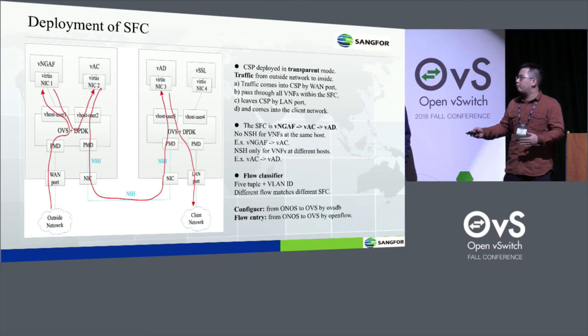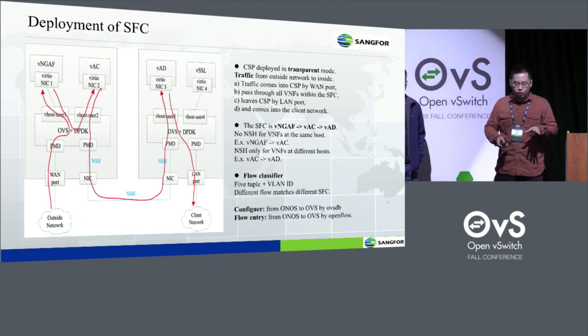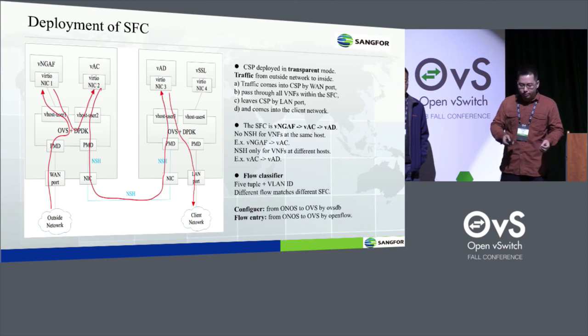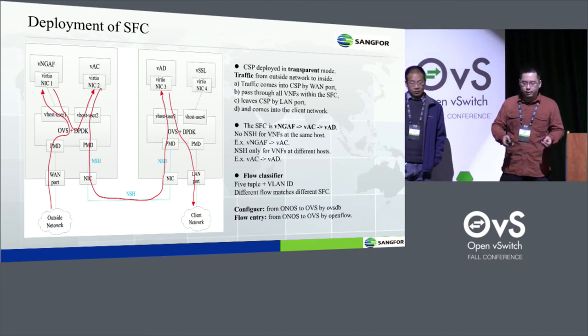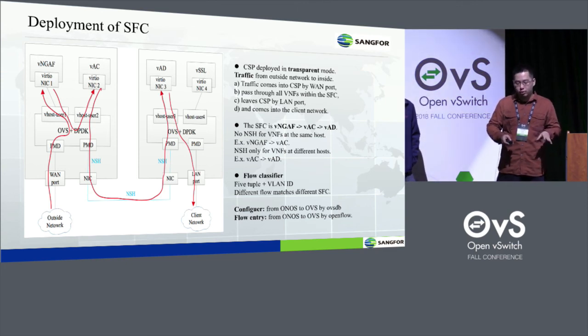Okay, then is the flow classifier. We use the 5-tuple and the VLAN ID as the flow classifier. The 5-tuple is source IP, destination IP, source port, destination port, and the protocol. It is used to classify the flows, and match the flows to different service function chains. And we also use ONOS, a type of SDN controller, to dispatch the configuration and the flow entries to the OVS by OVSDB and OpenFlow.